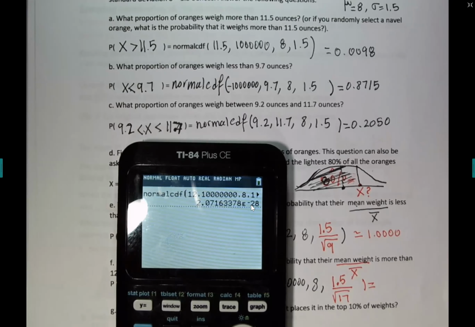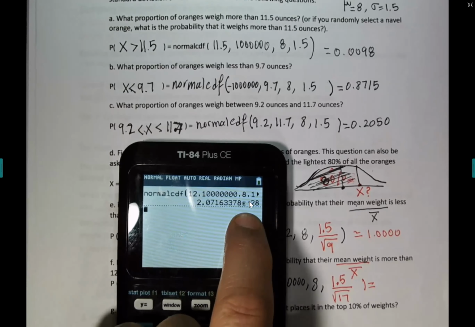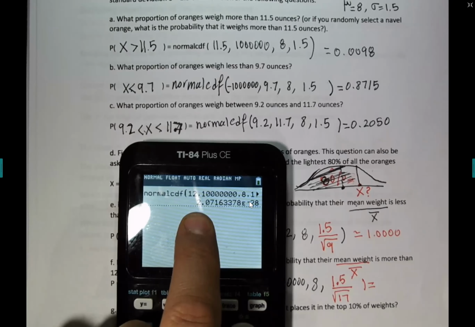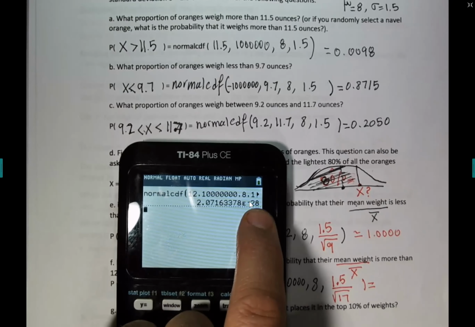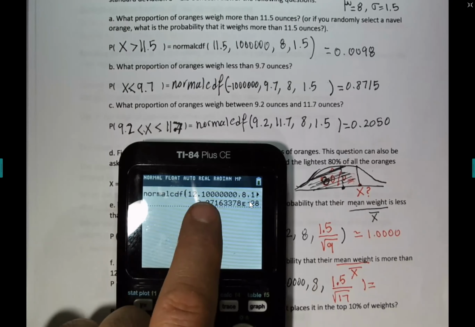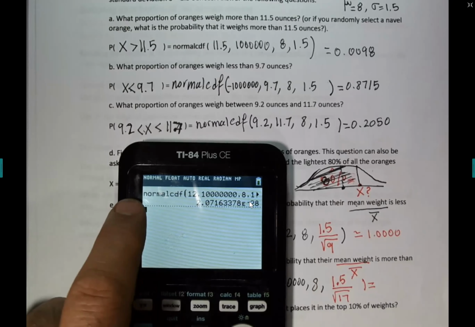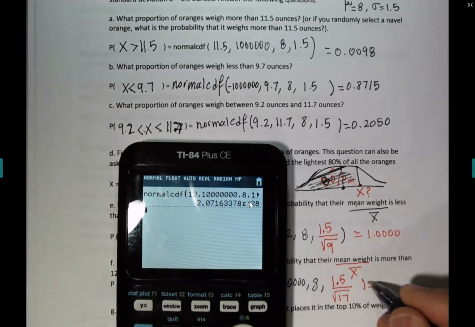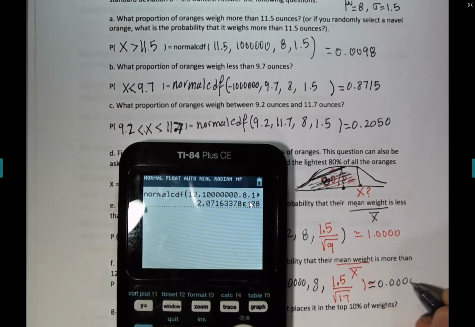And guys, please don't ignore the negative 28 here, because if you ignore it, you're going to put an answer of probability of 2.07, which is impossible. A probability cannot exceed 1. Once you see an E with a minus, guys, that means your answer is 0. E minus 28 means you have to move this decimal point 28 digits to the left. Well, if I move it 28 digits to the left and I round to 4 decimal places, it's going to be 0. That's the answer.